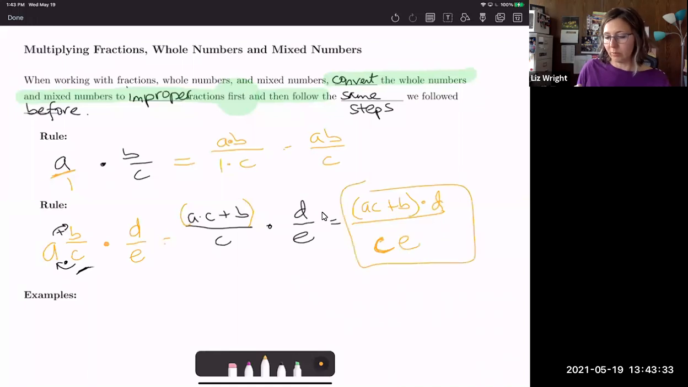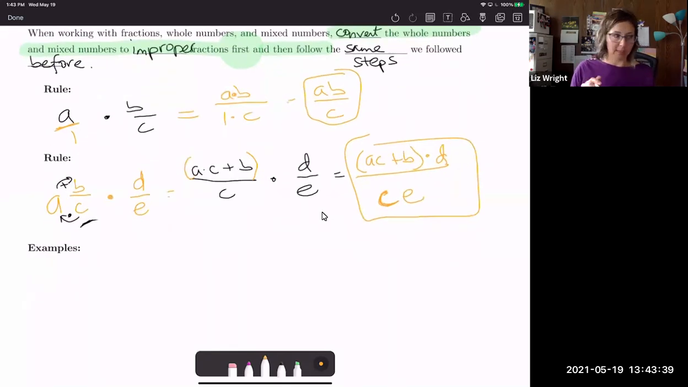And that would be your rule that we're going to have for that. Well, that's a long rule to remember. If I was you, I'd just remember the process. So let's look at our first one.